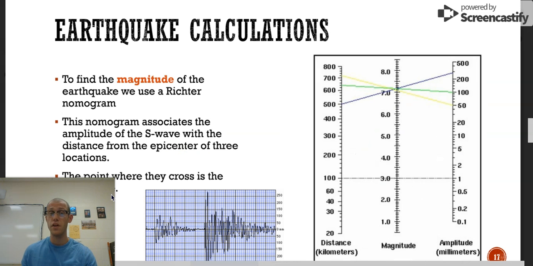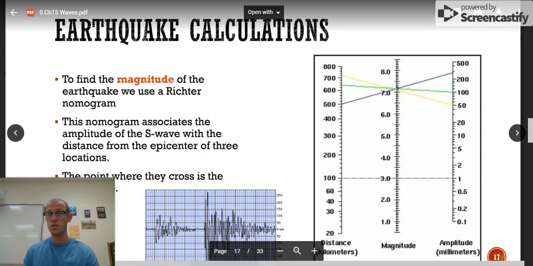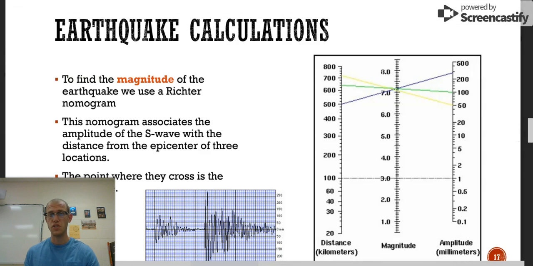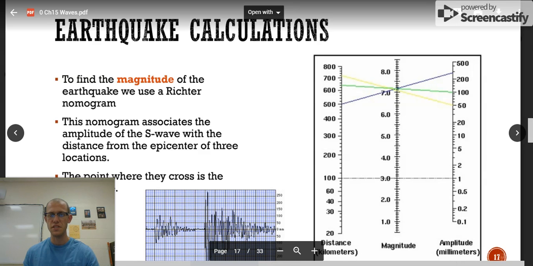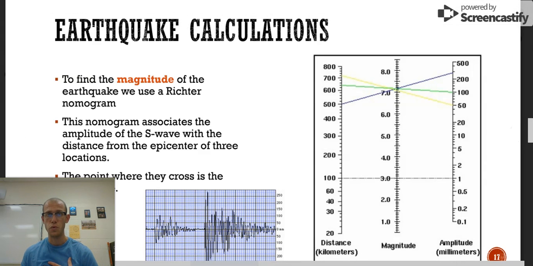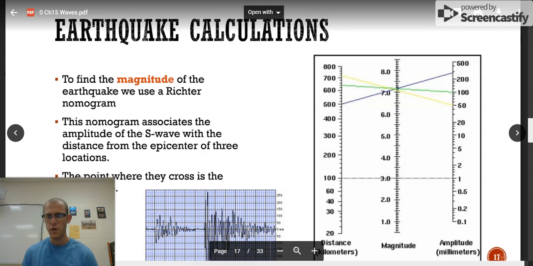So what we just calculated was the epicenter, the location of the earthquake. From that, we can now calculate the magnitude of the earthquake. And we do that using a Richter nomogram. So the Richter nomogram is just a representation of a couple pieces of data and how they're related. On one side, you have the distance in kilometers. So that's what we found using that graph before. You have the amplitude, and the amplitude is the amplitude of the S wave.